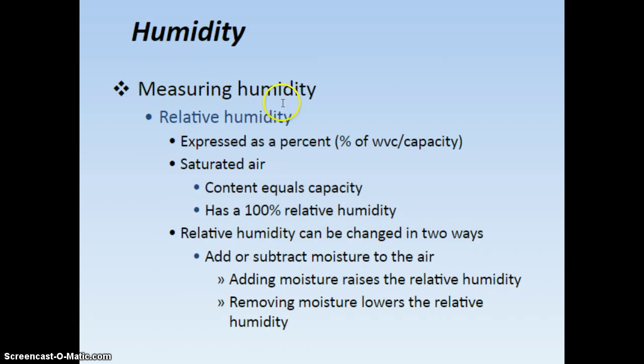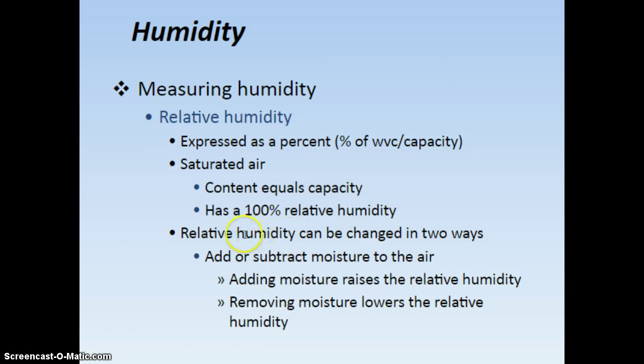So when we measure humidity, as we have done several times in class, both in the classroom and outdoors, we express it as a percent. It's a percent of the vapor content, water vapor content divided by its capacity. So we need to know its temperature. So saturated air, the content equals capacity. It would have 100% relative humidity.